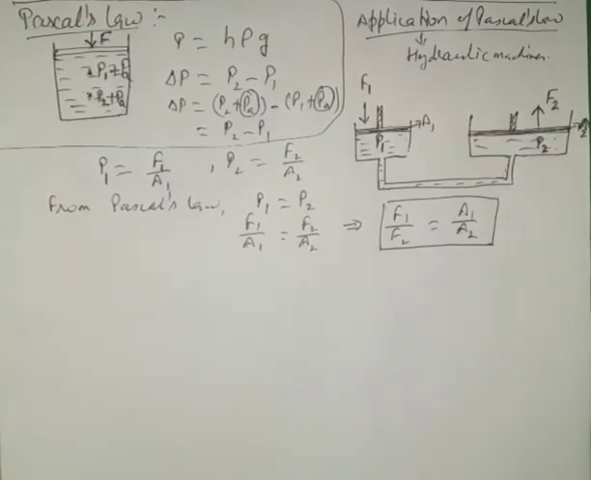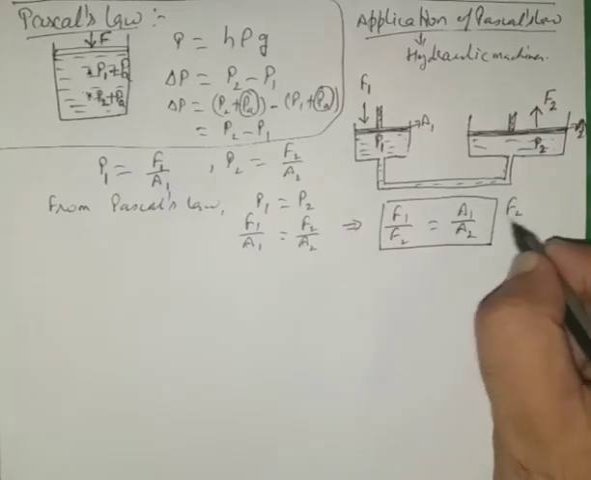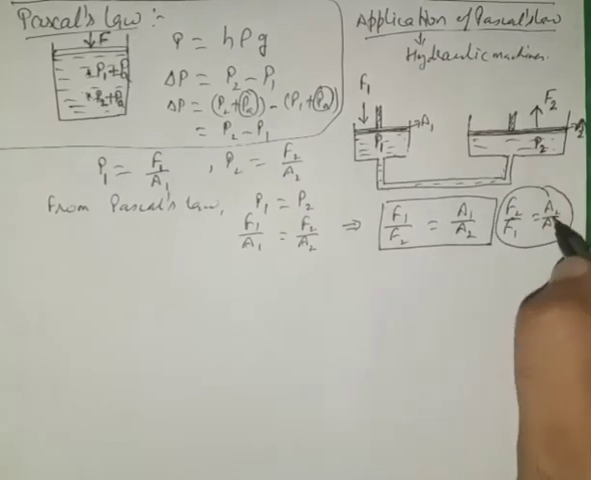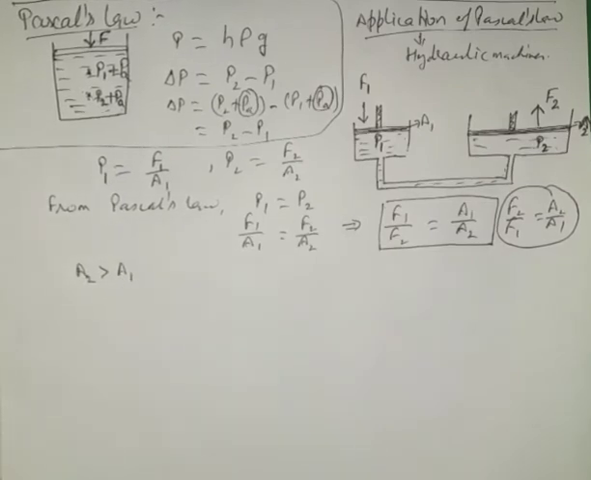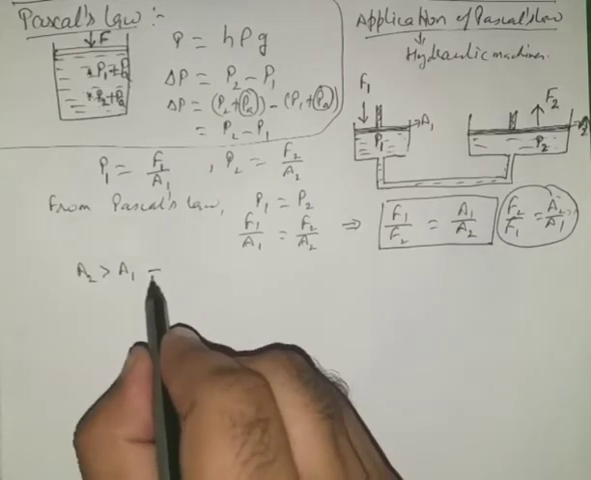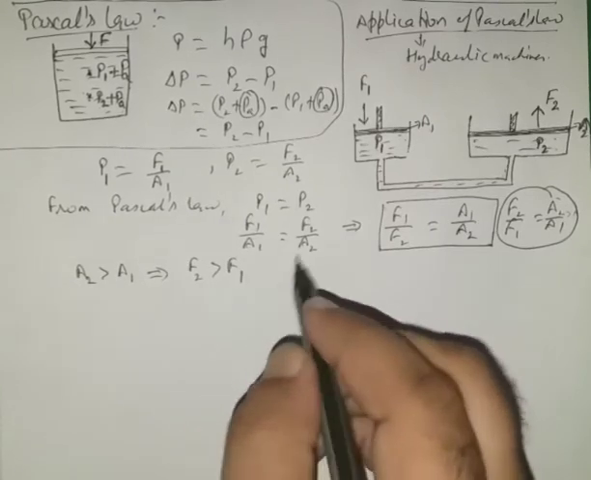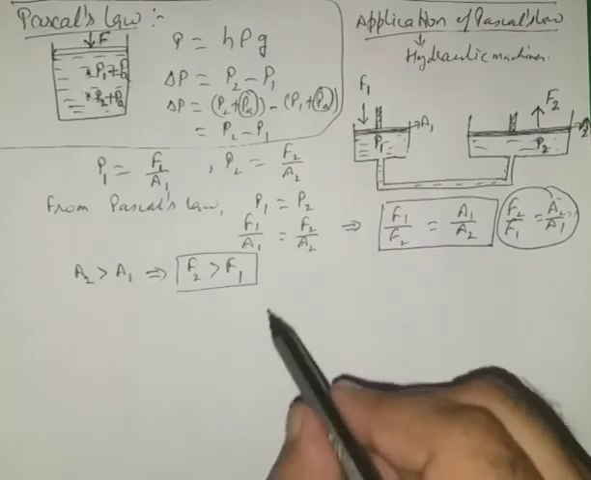Now what is the meaning of this, or what is the use of this? We can also say that F2 over F1 equals A2 over A1. The application of this is, since area A2 is greater than area A1, this value will be greater than 1. So this implies that the force in the second will be greater than the force in the first, and this is the application of this.